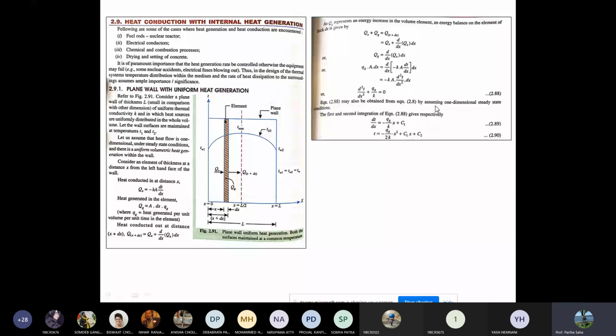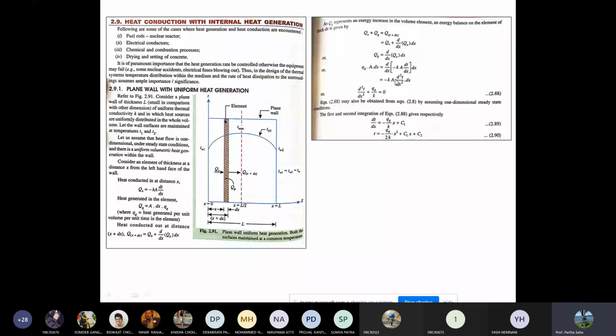If we take the first integral, it becomes dT/dx equals minus qg/K x plus C1, and then if you integrate again, it becomes T equals minus qg/2K x squared plus C1 x plus C2. Hope you understood up to this point. These expressions, equations 2.89 and 2.90, you get by integrating this equation.